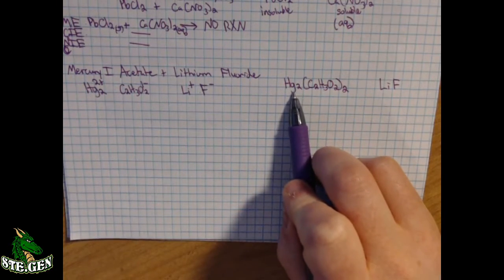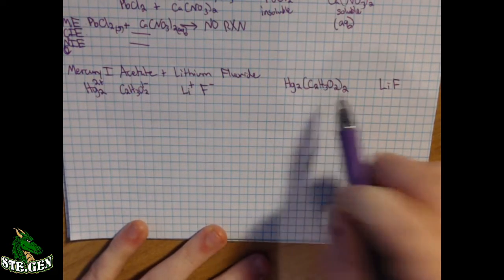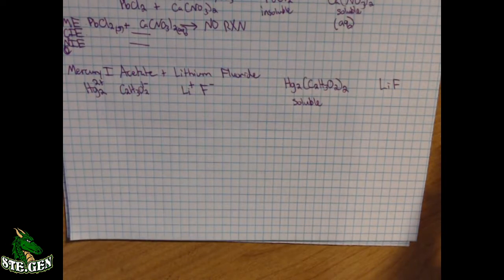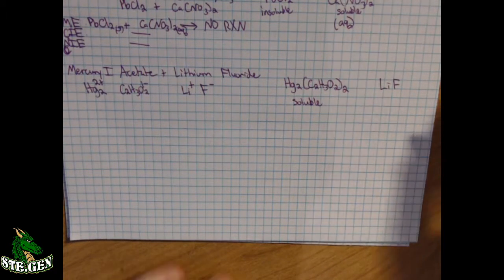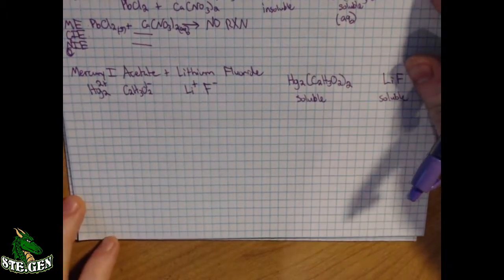Okay, first one, does it contain a group 1 cation or ammonium? No, it does not. Does it contain acetate or nitrate? It contains acetate, so this means this is soluble. That will dissolve. And then LiF, does it contain a group 1 cation or ammonium? Yep, it contains a group 1 cation. Lithium is in group 1, so that one's also soluble. That means we actually get to do the problem.